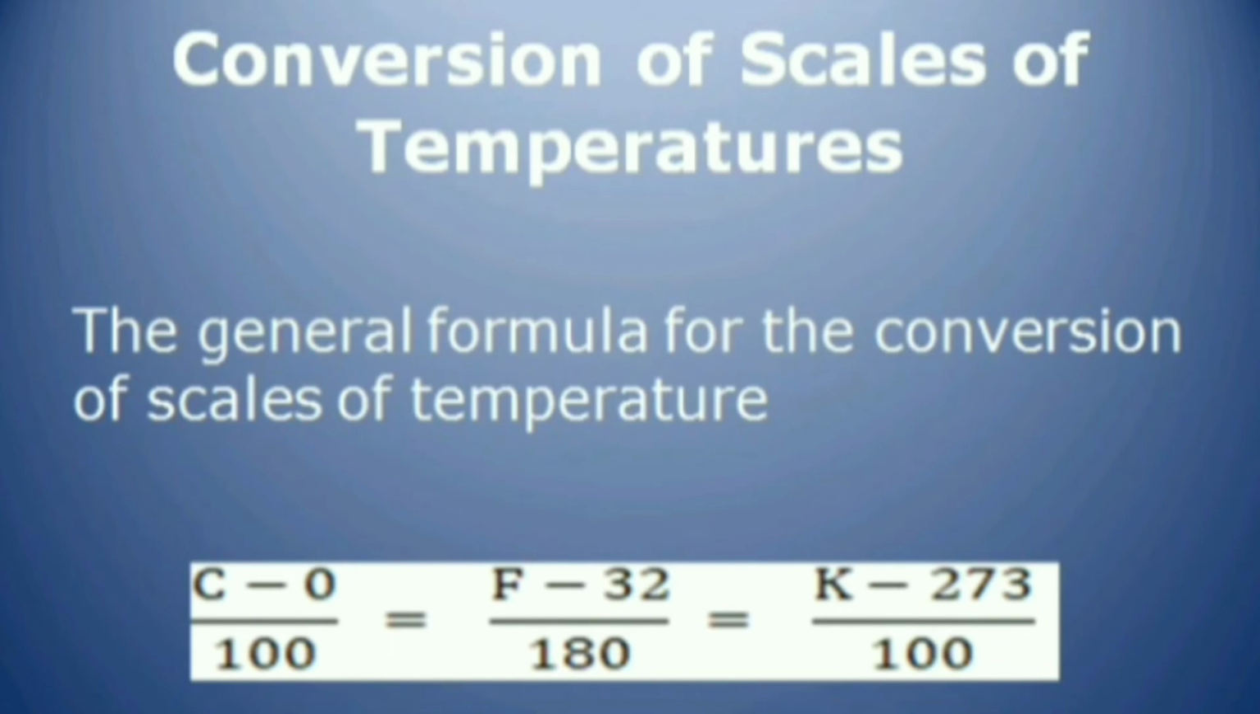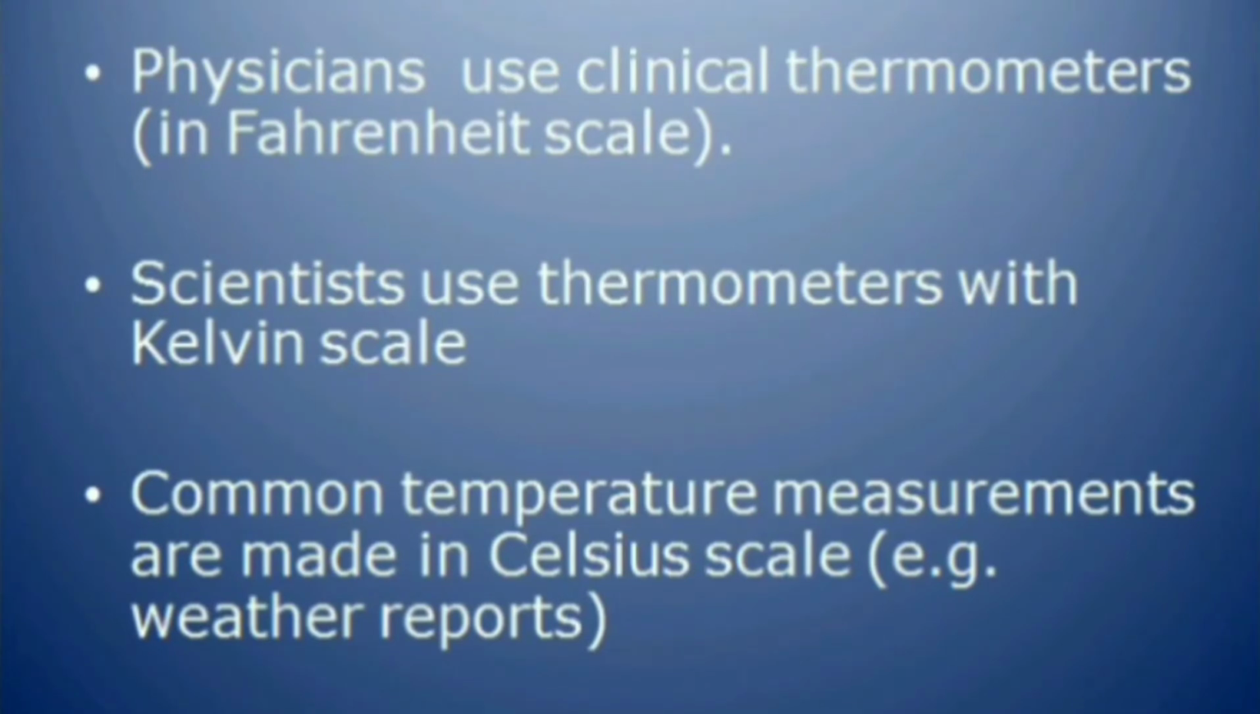The general formula for the conversion of scales of temperature is (C minus 0) by 100 is equal to (F minus 32) by 180 is equal to (K minus 273) by 100. Application of various thermometric scales. Physicians use clinical thermometers in the Fahrenheit scale. Scientists use thermometers with the Kelvin scale. Common temperature measurements are made in the Celsius scale. Example, weather reports.